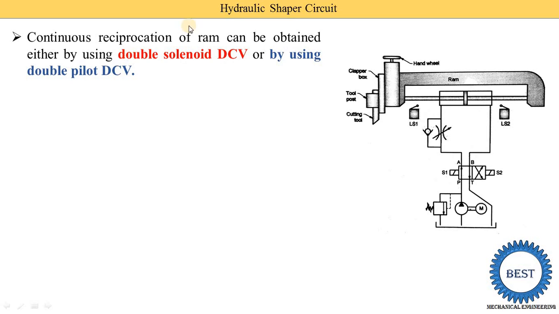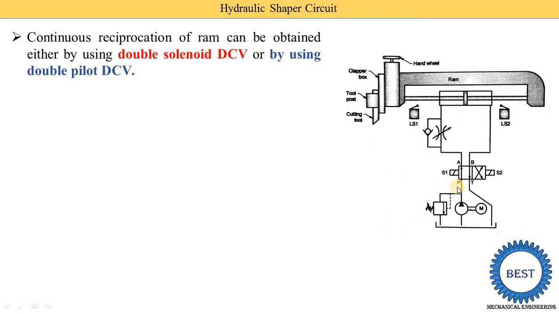It means in this cylinder the extensions and retractions are going on. For this extension and retraction, we need to supply the oil from different sides. For extension we need to supply the oil from this side, for retraction we need to supply the oil from this side. So this is controlled by using the directional control valve. And how do we operate the directional control valve?